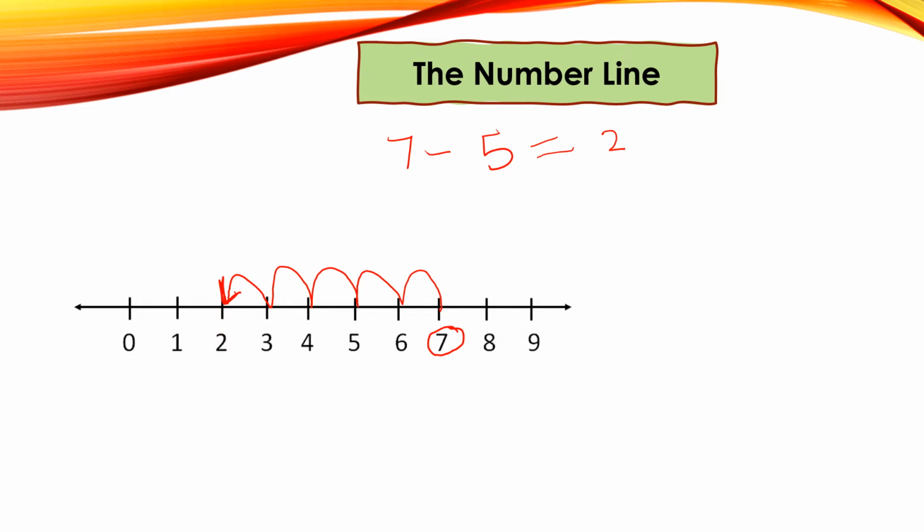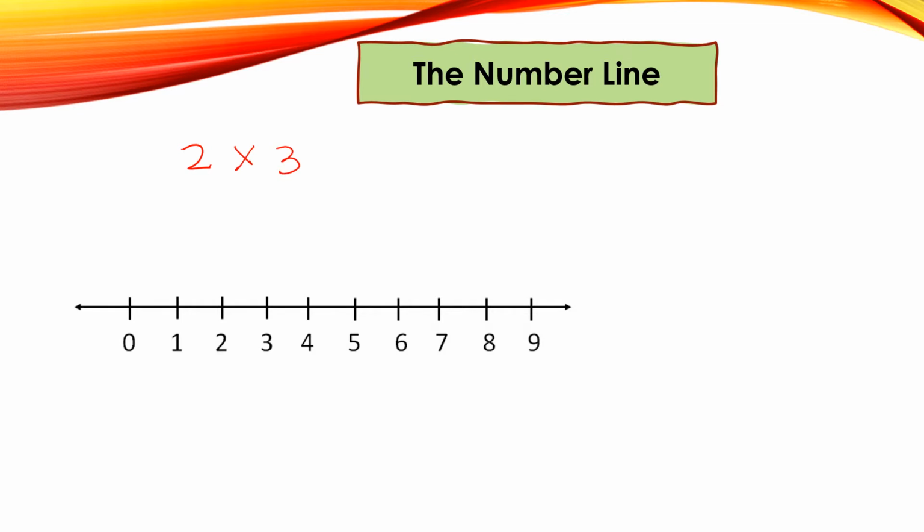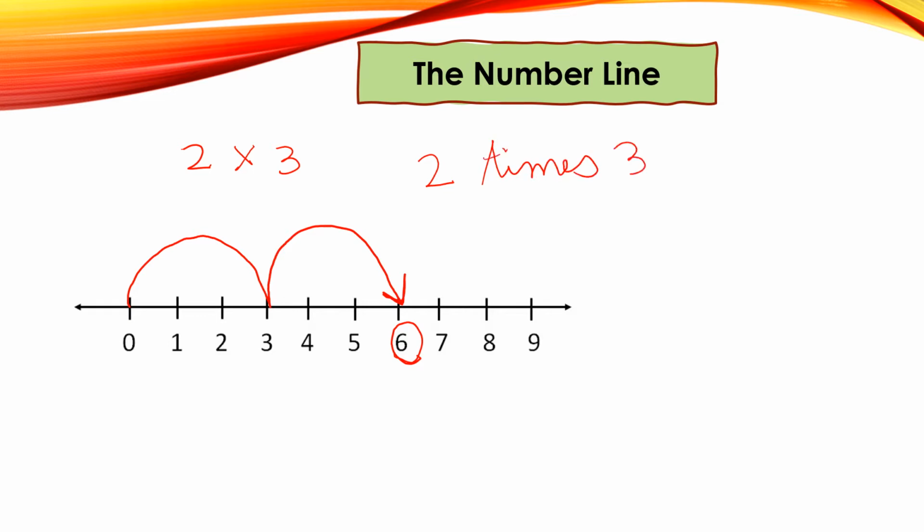Now let us see how we can use the number line to multiply two whole numbers. Let me multiply 2 by 3. Let us see how to do this. Start from 0 and move 3 units at a time to the right. 1, 2. So where did I reach? I reached 6. That means 2 times 3 is equal to 6.